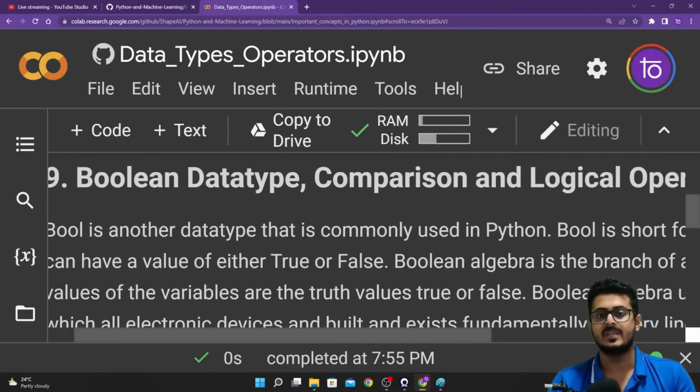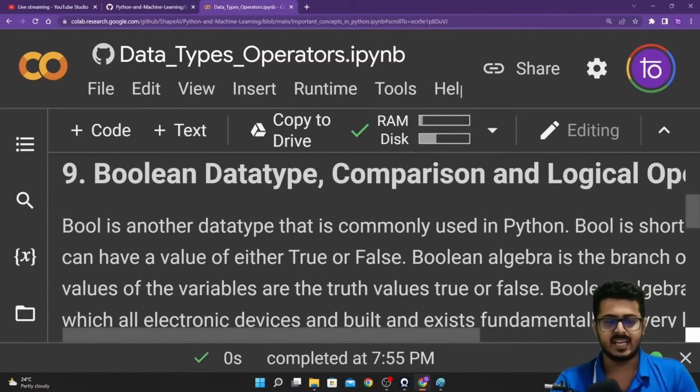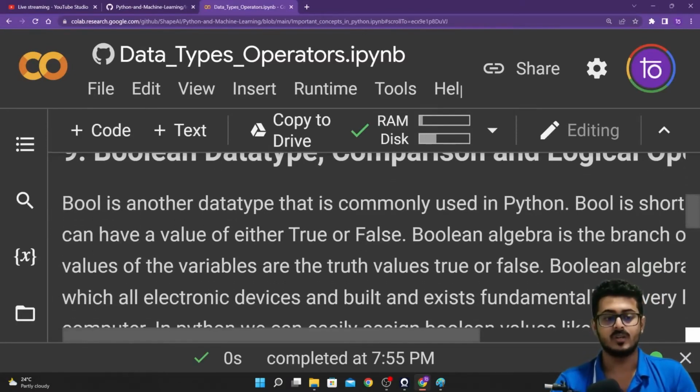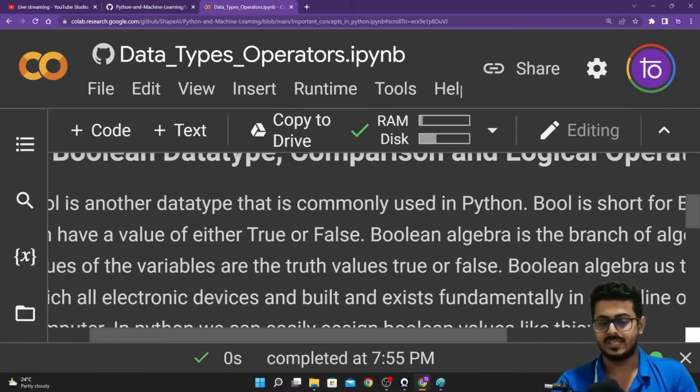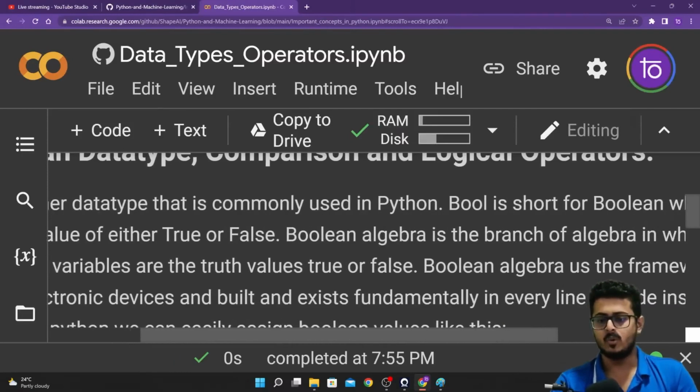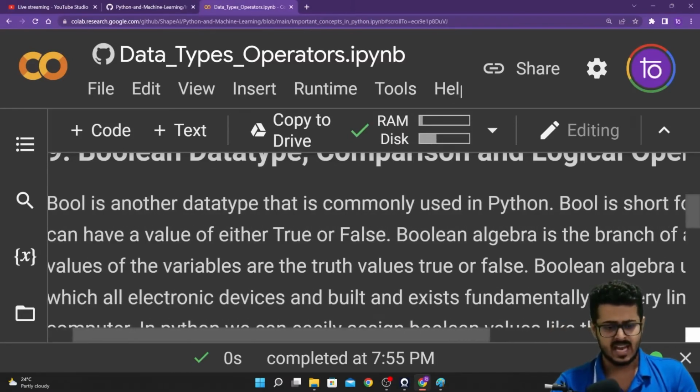An approximation to the number they represent. Okay. The next particular data type that we are going to learn is bool, or the Boolean data type. Bool is the short form for Boolean. It is one of the most commonly used data types in Python. Bool can have a value of either true or false.